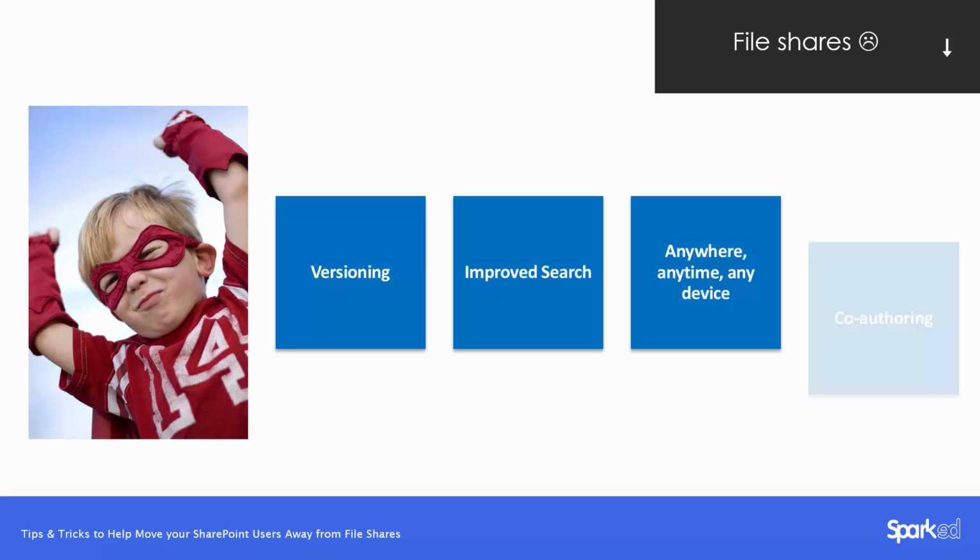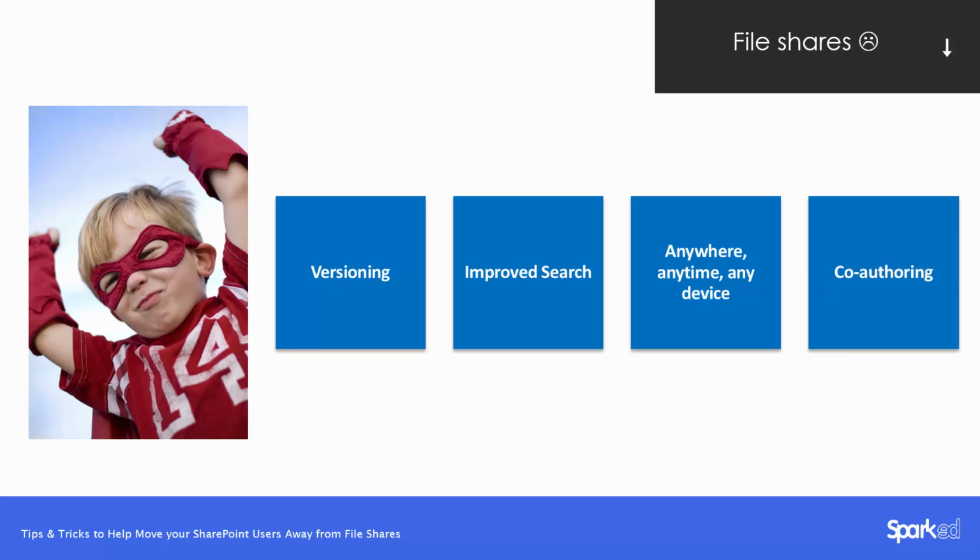Let's take a look at the last one. It's co-authoring. I'll be honest, this is not really the number one draw for businesses to start using SharePoint instead of file shares. But I really like the glimmer in people's faces when I mention co-authoring and what it can do: working together with multiple colleagues in one document. People always love it. They really like it when I talk about this feature and what it can do.